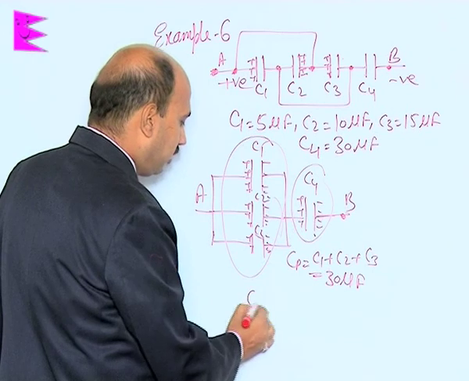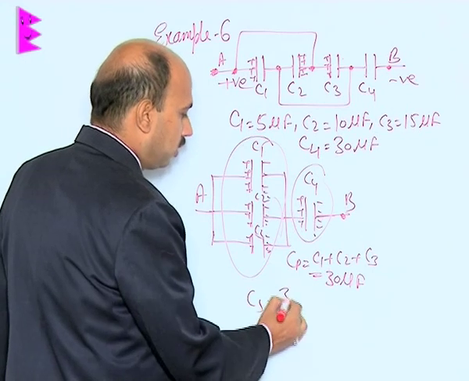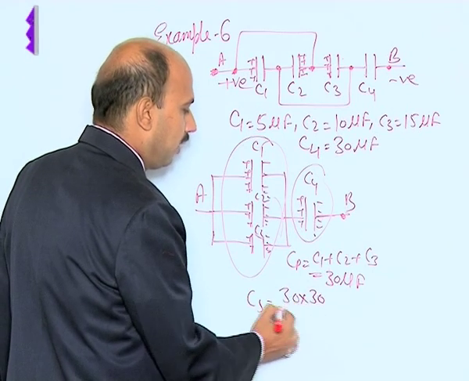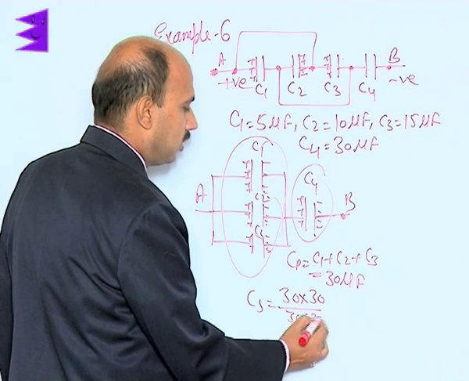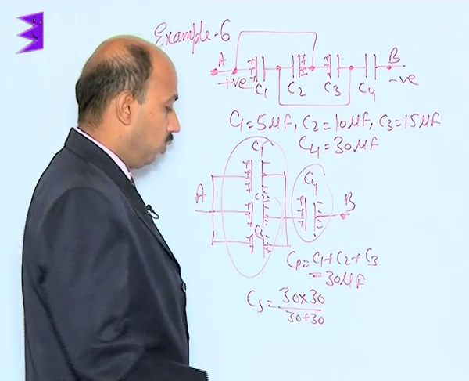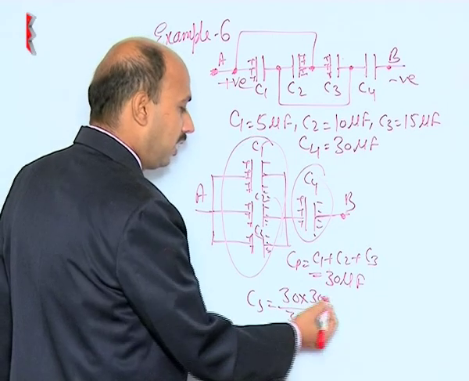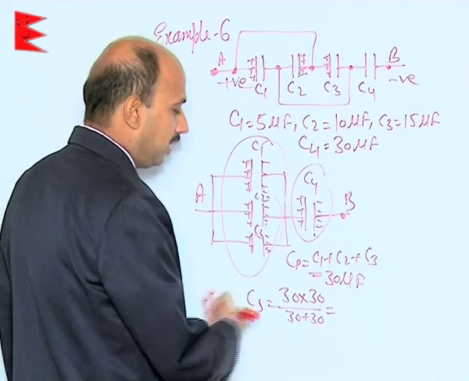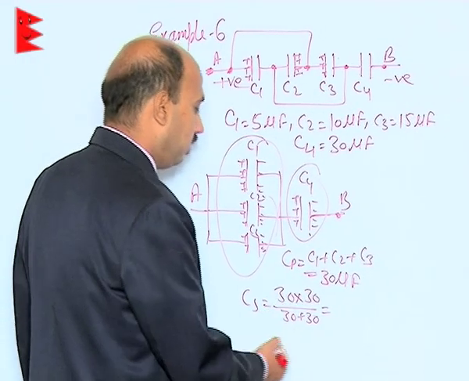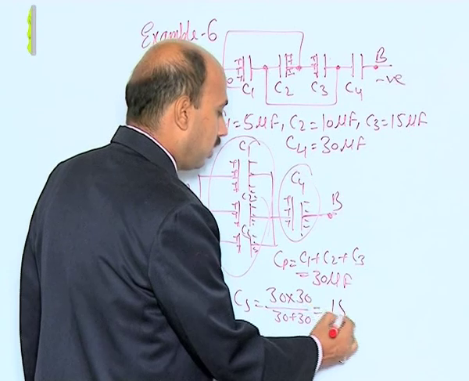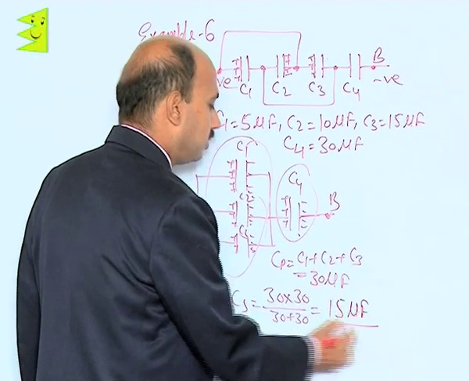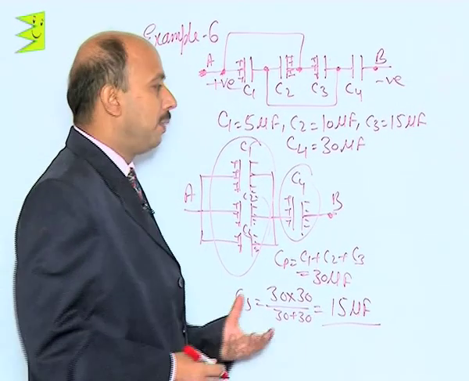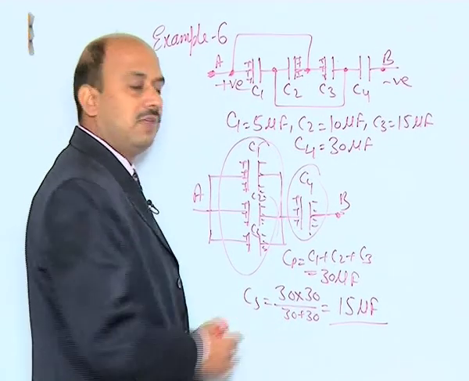So we can write Cs is equal to 30 into 30 divided by 30 plus 30. So it is coming here 15 microfarad. So the total capacitance between A and B is 15 microfarad.